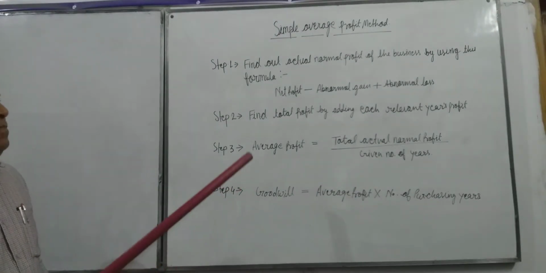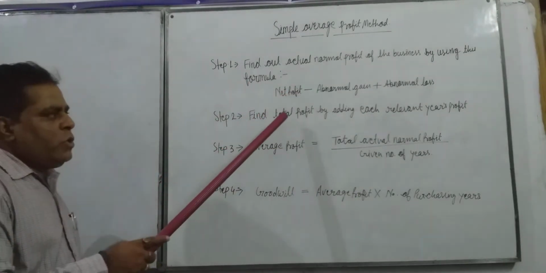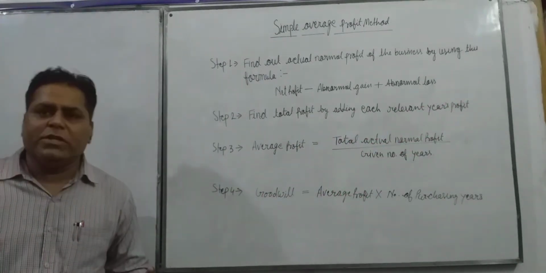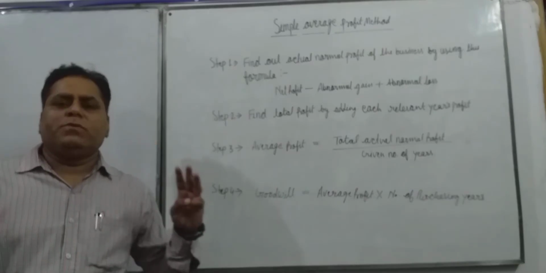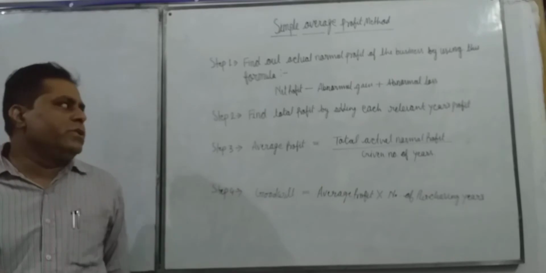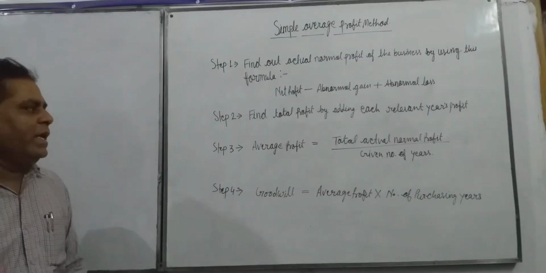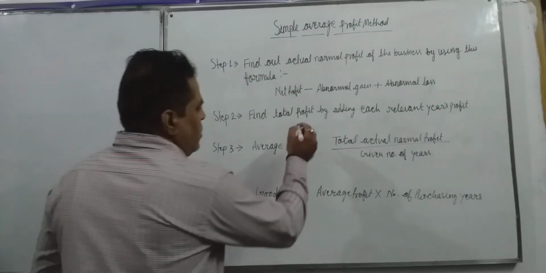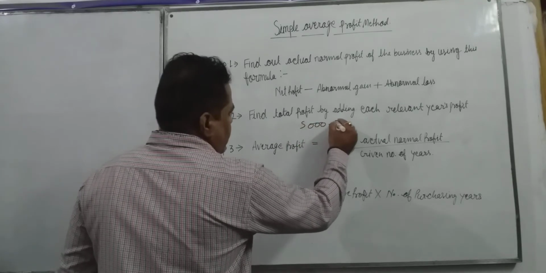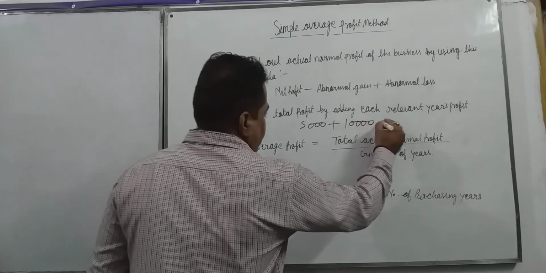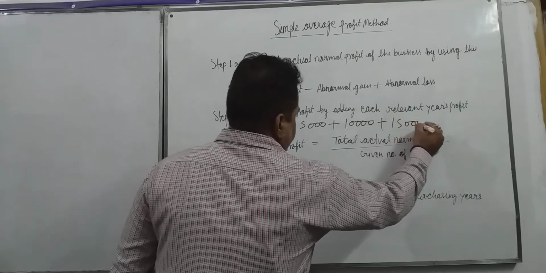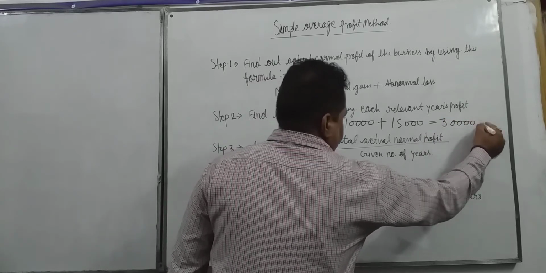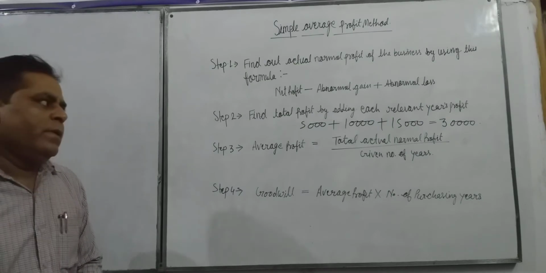After finding the normal profit, find the total profit by adding each relevant year's profit. Simply, suppose we have four years of profit. Find the sum of these four years' profit. This is called total profit. Suppose we have 5,000 profit for the first year, 10,000 for the second year, and 15,000 for the third year. So the total profit for the firm is 30,000. This is called the total profit of the firm.